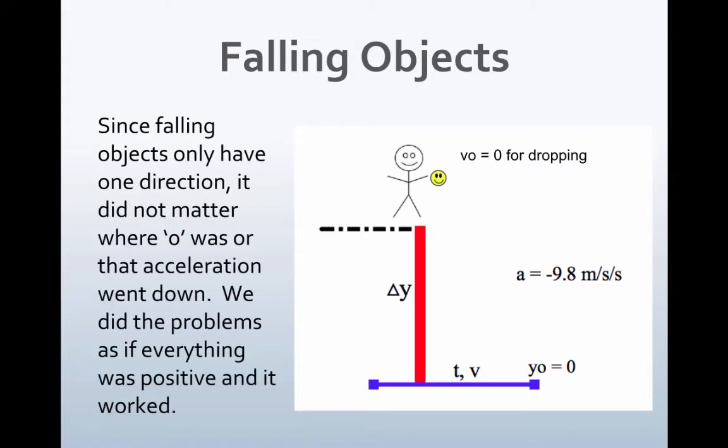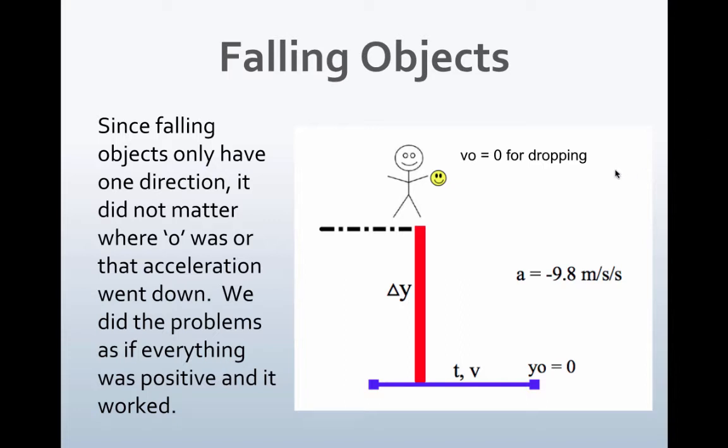So, falling objects. Since falling objects only have one direction, it did not matter where the knot was, or that acceleration went down. We did those problems in 1.4 as if everything was positive and it worked out. However, now we're looking at 2 dimensions. We definitely have to take direction into account.